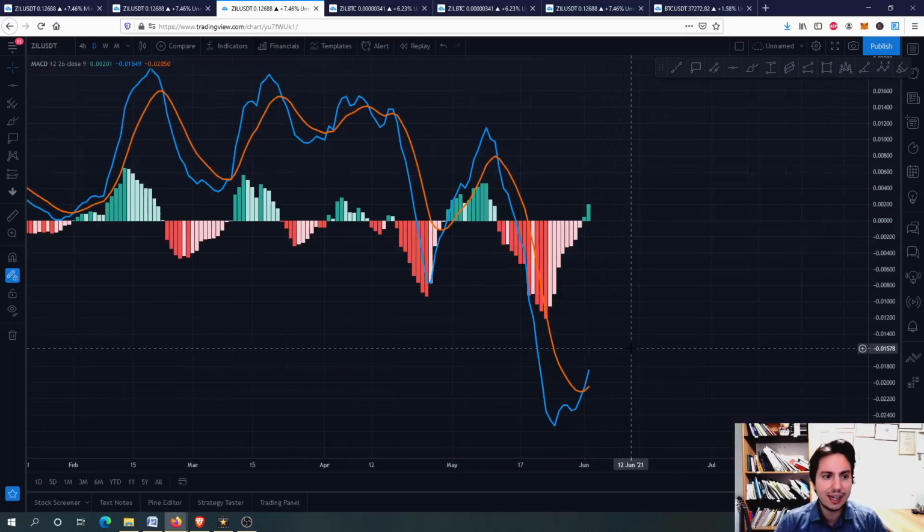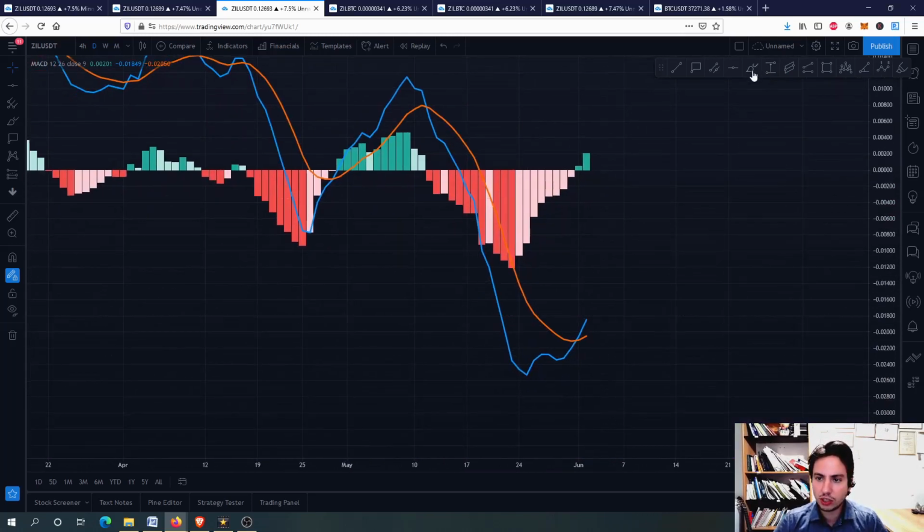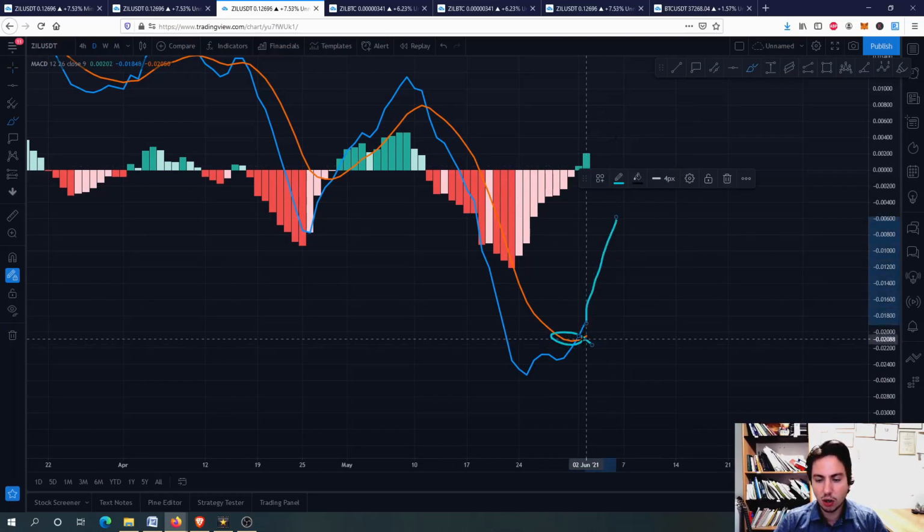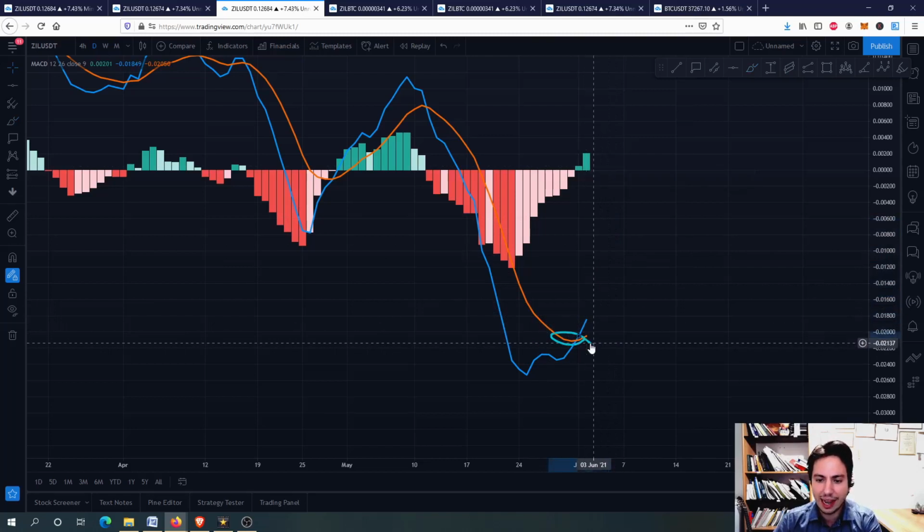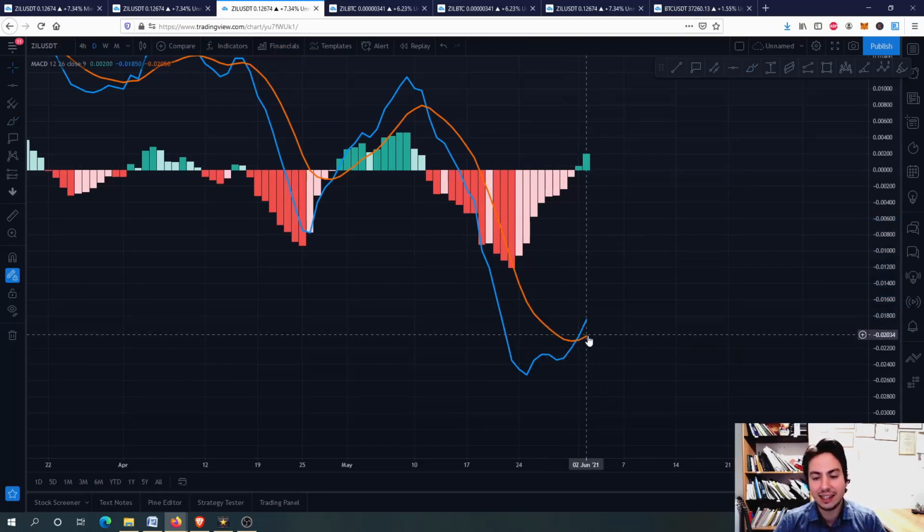What I really like is on the daily frame we saw this bullish cross, and therefore, guys, what we need to see is a higher low momentum. What we need to see is a higher distance actually between the blue line and the orange line, the signal line. If we see a higher distance, then we can assume that in the midterm ZIL will go upwards.